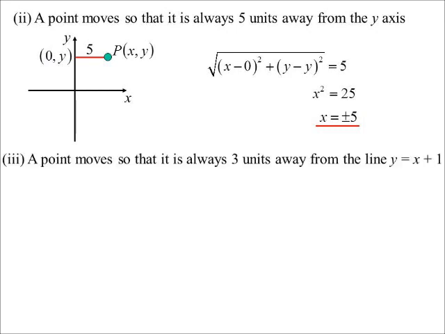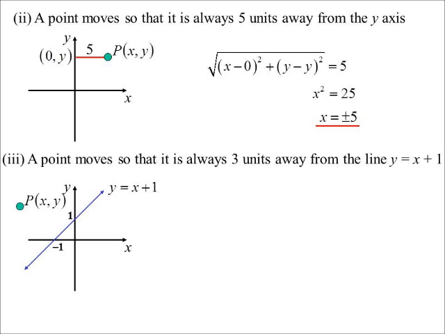A point moves so that it's always 3 units away from the line y equals x plus 1. Now, there's a very common mistake here when people intuitively think about it. They go, well, if I'm just adding 3, they come up with the answer y equals x plus 4. And that is incorrect, because, as I say, it's the perpendicular distance. There's y equals x plus 1. There's a random point. We're saying that perpendicular distance is 3.